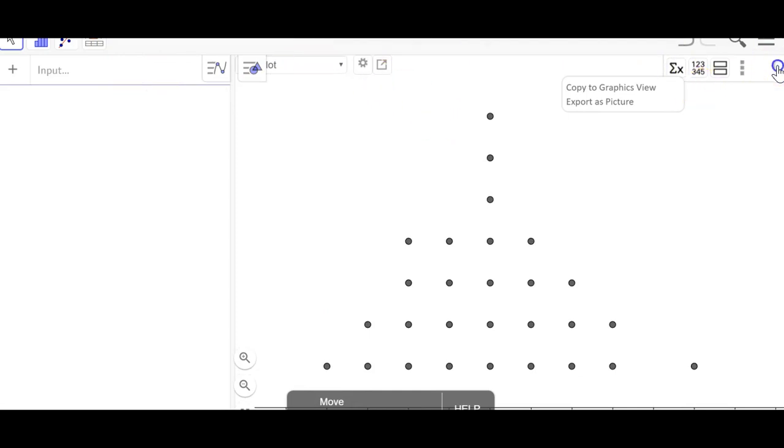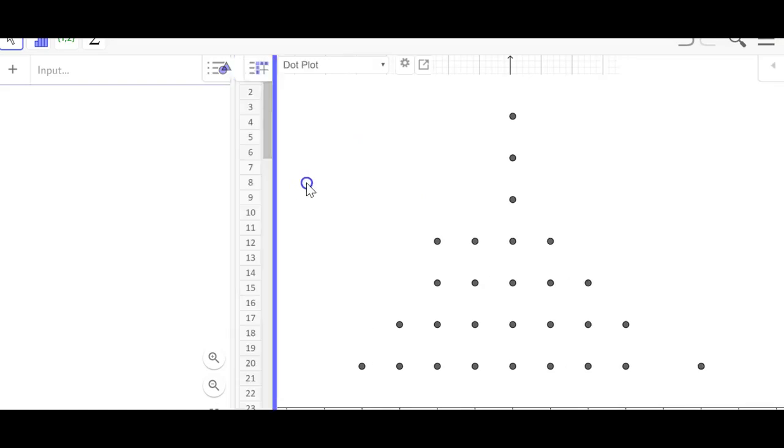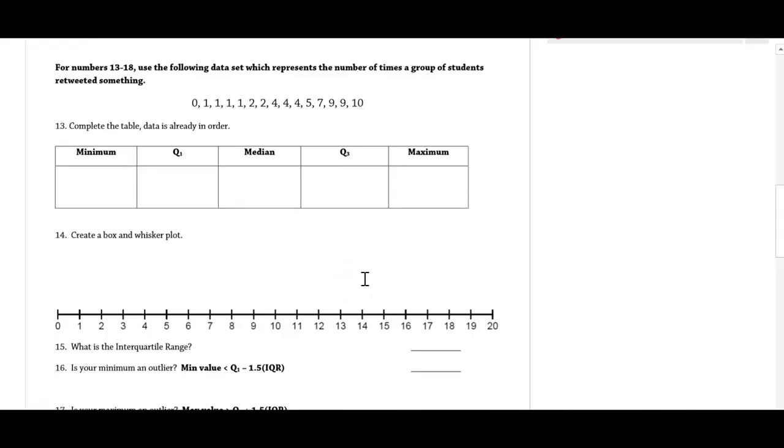Where'd my spreadsheet go? View, spreadsheet. It's in the middle there. Okay. There we go. So again, getting used to dragging and dropping around to find where things are. I'm just going to freeze the screen up here just so I can see that data while I'm typing it in. You guys should be doing the same.